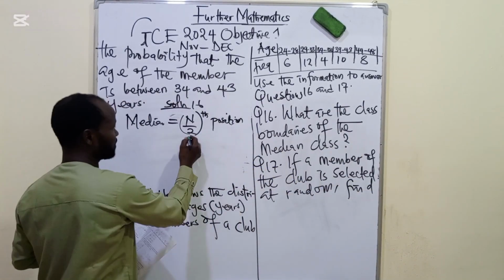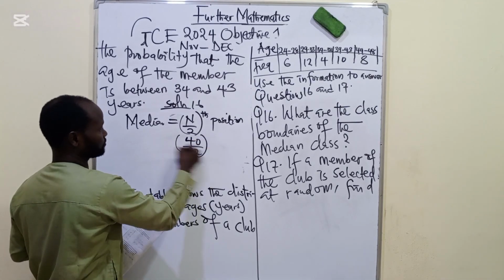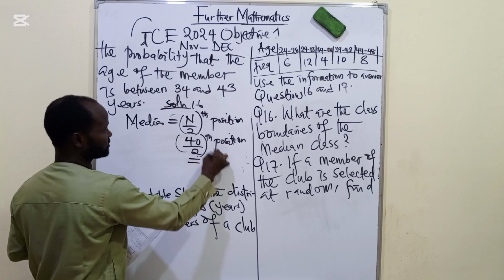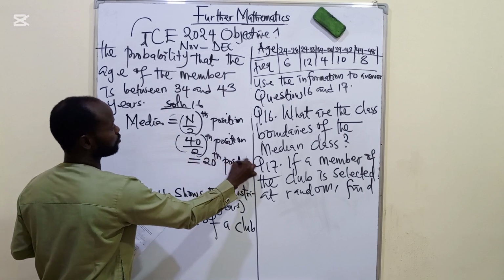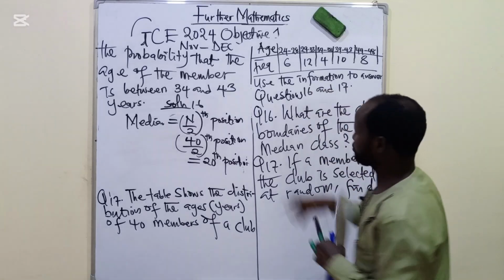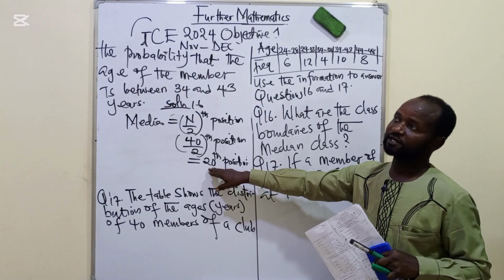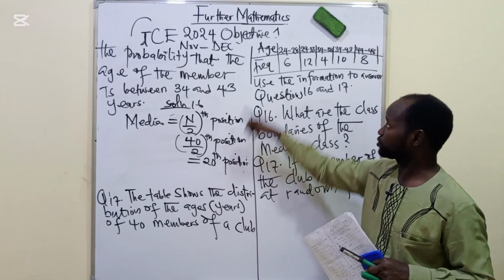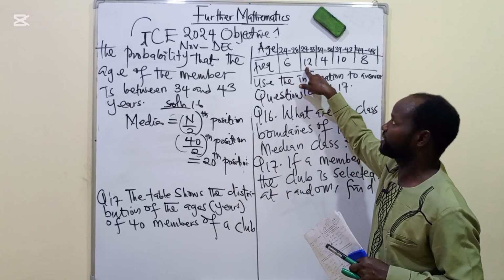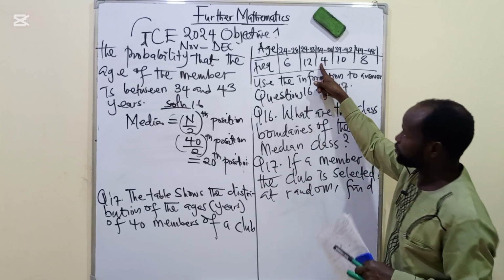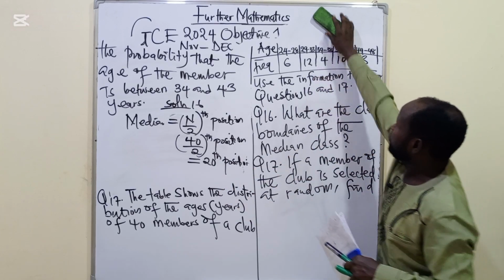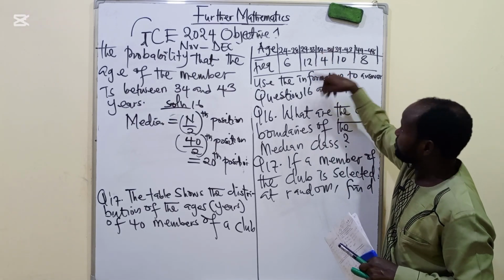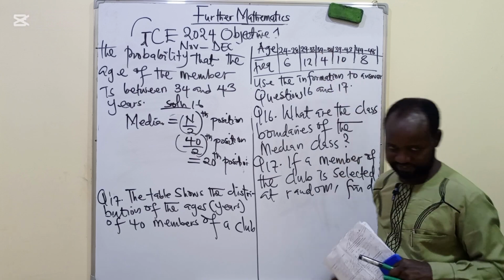So n now is 40. That will be 40 divided by 2 position. So whatever is in this position will be the median. And of course, this will be the 20th position. The 20th position will be the median. So we sum our frequency until we get exactly 20 or more than 20, but it cannot be less than 20. So we add 6 plus 12, that's 18. It's not up to 20. Then we add 4, which is 22, meaning it falls here. So the median class now is the one with frequency 4, and the median class will be 34 to 38.